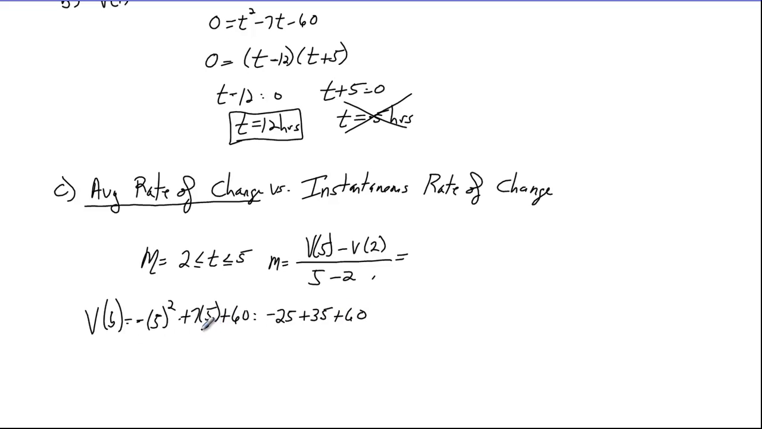So all we do is expand that out. Negative 25 plus 35 gives you a value of 10. 10 plus 60 gives you a value of 70. So that'll be our v of 5.